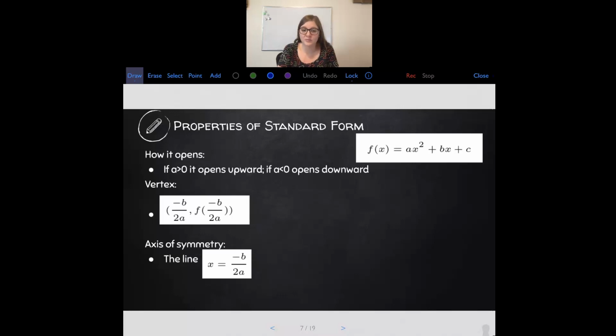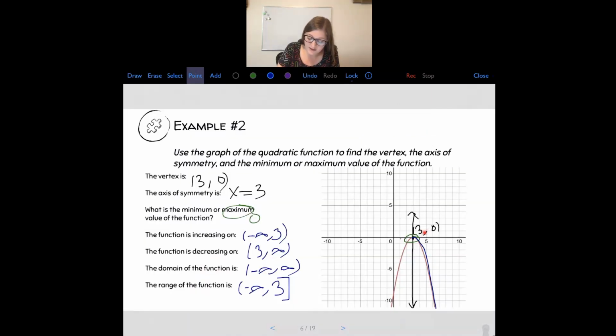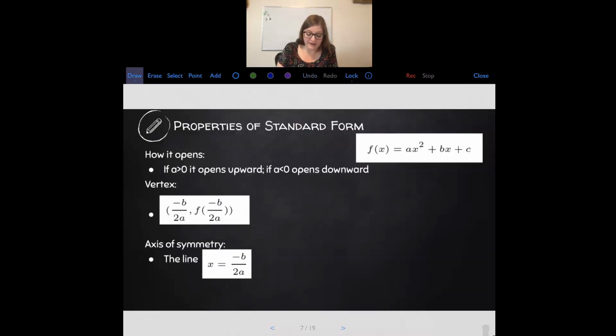The vertex is an ordered pair. The x-coordinate of the vertex is -b/2a. Once we find x, we input that into the function to get the y-coordinate of the vertex. And the axis of symmetry is the line x equals negative b over 2a. Notice, in our previous examples, it's the vertical line that goes through the vertex. Our vertex was 3, 0, and the equation of the axis of symmetry was x equals 3. So the line is equal to the x coordinate of the vertex. That's why you see the negative b over 2a there again.